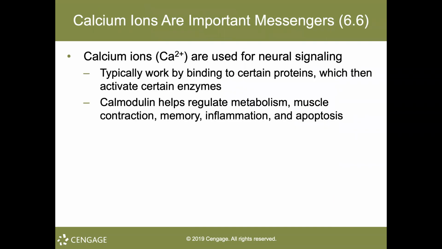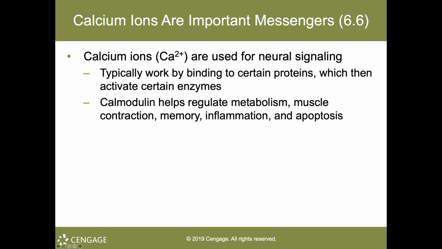So what are these calcium ions used for? Calcium ions are used for neural signaling. They typically bind to proteins such as calmodulin, and these will help regulate metabolism, muscle contraction, memory, inflammation, and a bunch of other processes that are listed here.